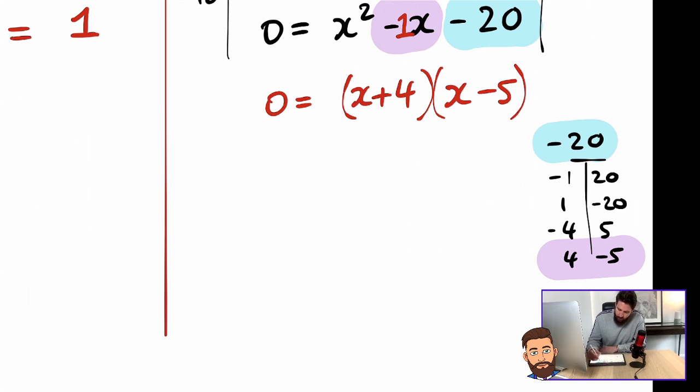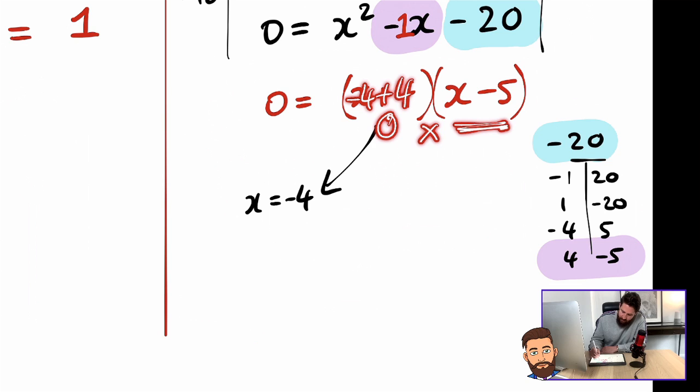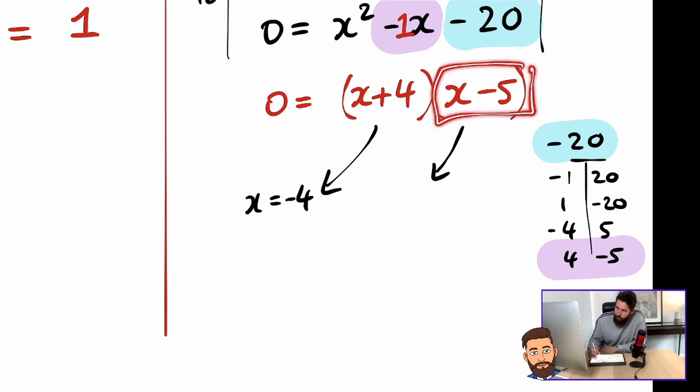So if we focus on this bracket, what makes that bracket 0? What would x have to be to get, what would you add 4 to get 0? Well, x would be minus 4. Yeah, minus 4 add 4 is 0. And 0 times whatever this is, yeah, minus 4 minus 9 would give me 0. Same thing here. What makes this bracket 0? What do you take 5 away from to get 0? Well, 5. So x would be plus 5.